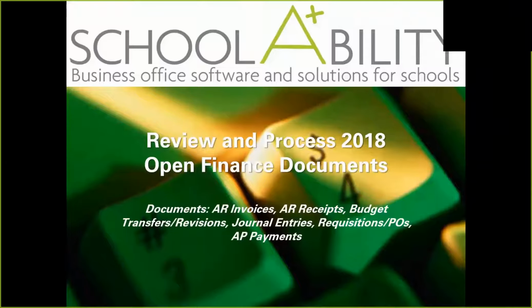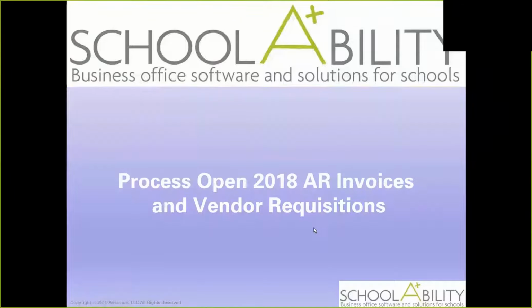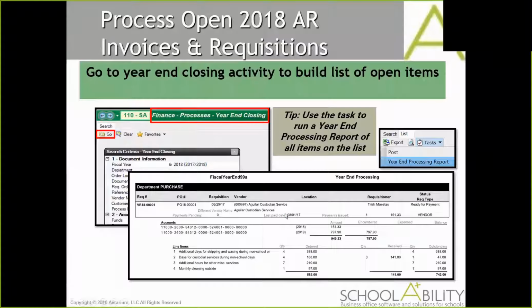So the last piece is reviewing and processing the 2018 open finance documents. So what the system does is if you have any open documents that are listed here, the system will not allow you to roll over. So you need to make sure that they are addressed. So what that looks like is we're going to review the AR invoices and vendor requisitions.